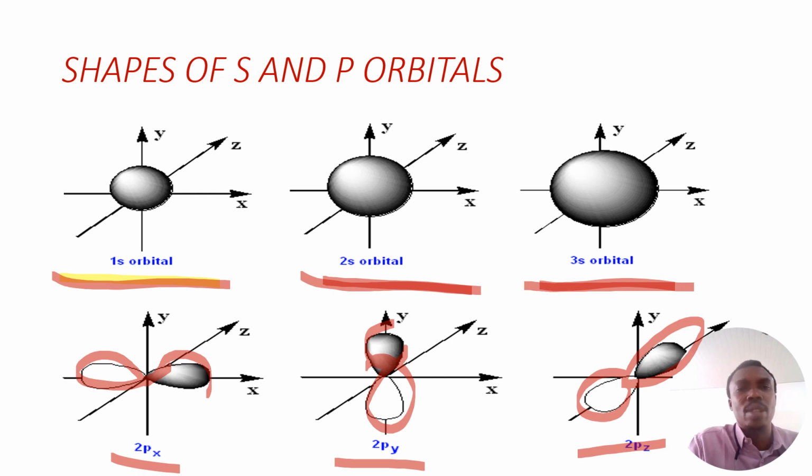So the shape of the s orbital is spherical. If you're asked to draw the shape of an s orbital, it is spherical in shape. If you're asked to draw the shape of a p orbital, it is dumbbell in shape. We'll have three orbitals in the p subshell. So it is dumbbell, while this one is spherical. Please take note: the s is spherical and the p is dumbbell.